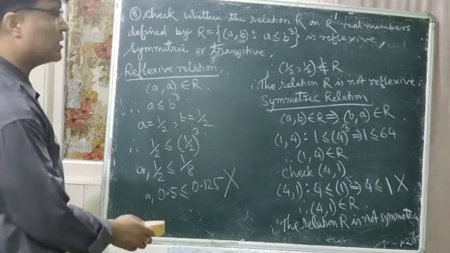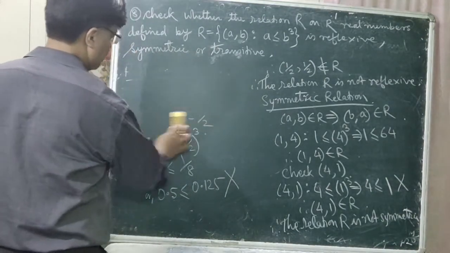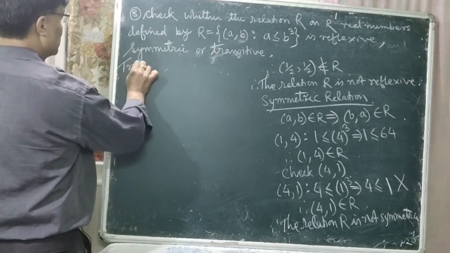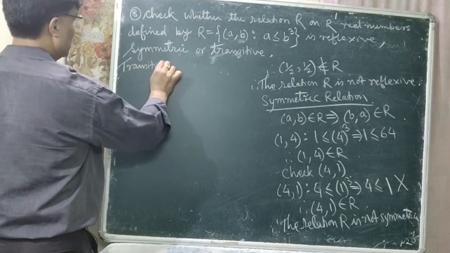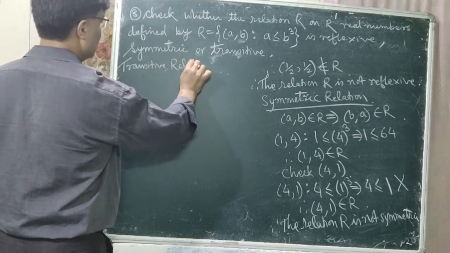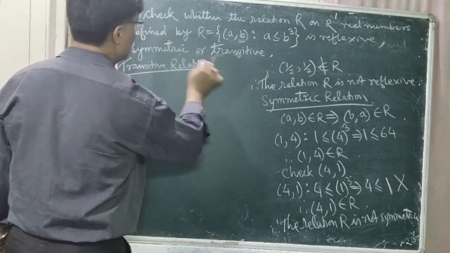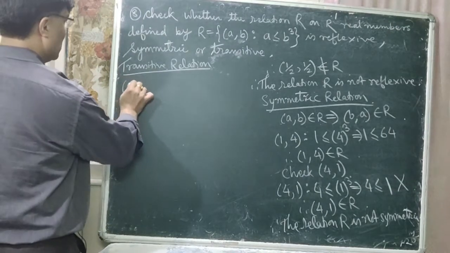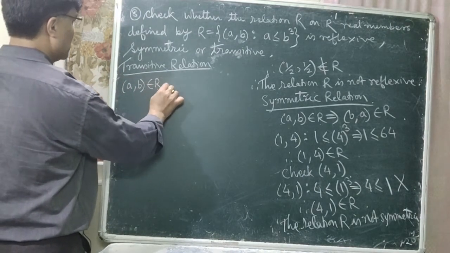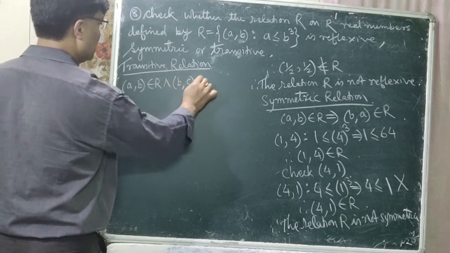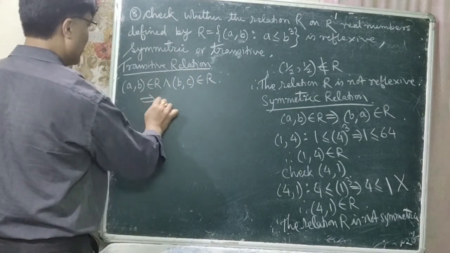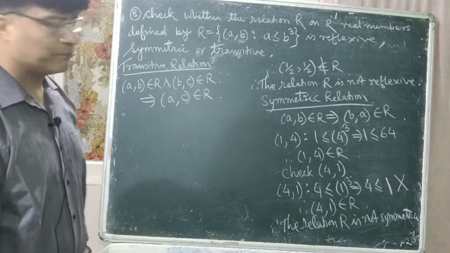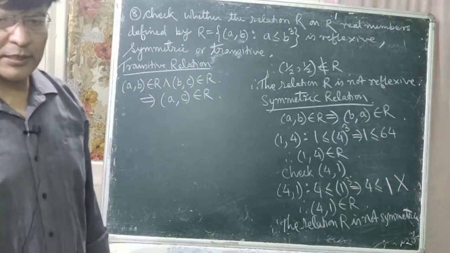Now let us check for transitive relation. So what is the definition of transitive relation? If A comma B belongs to the relation R and B comma C belongs to the relation R, it implies that A comma C belongs to the relation R. Okay? So let us take an example here also.